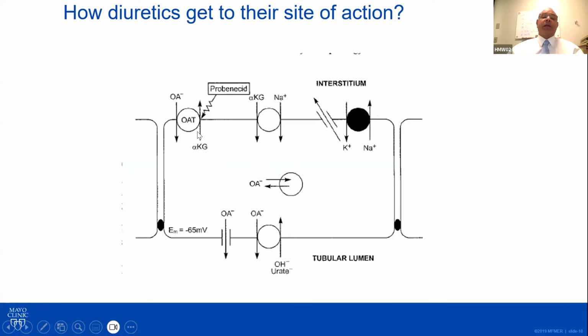This organic anion transporter can be blocked by many things. One of them is probenecid, and therefore, if you give probenecid and Lasix, don't expect the Lasix to work. There are other things, more common than probenecid, that we're going to go over, because it's a very common mistake when we use diuretics.